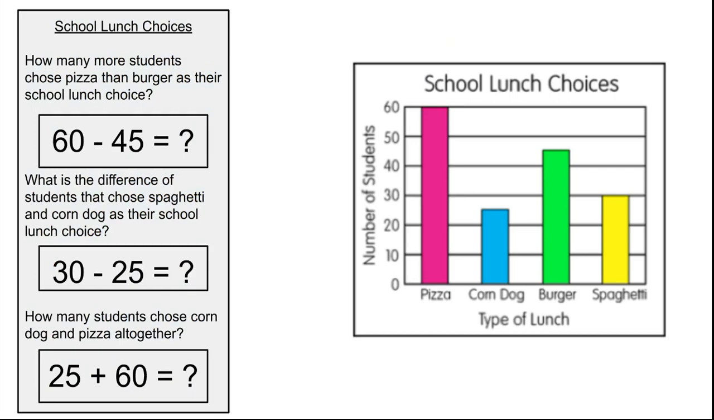How many students chose corn dog and pizza altogether? In this question, I see altogether as a clue that I need to add. 25 students that chose corn dog plus 60 students that chose pizza is a total of 85. So altogether, pizza and corn dog altogether had 85 choices. I can infer that on pizza day, I'm going to get a lot of students choosing pizza for lunch.